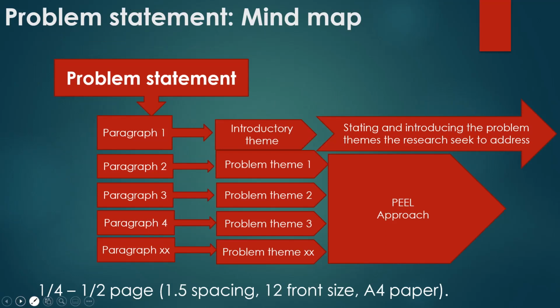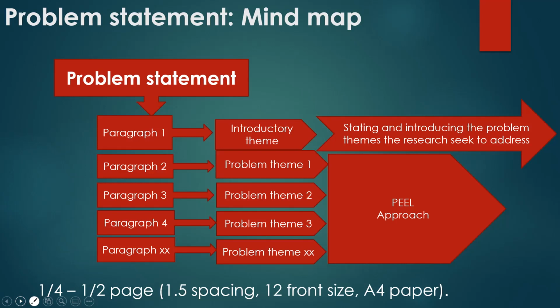And the difference is that while we are discussing central ideas or paragraph themes in the introduction, under the problem statement, we are actually discussing problem themes. Like with the introduction, the first paragraph is the general information. But with the problem, the first paragraph is the introductory paragraph, or maybe topic sentence, if you want to see it that way, where you need to state and introduce the various problem themes.